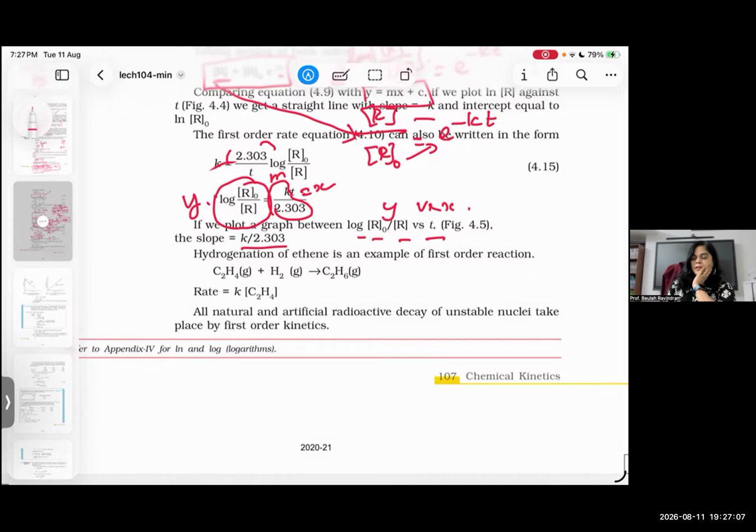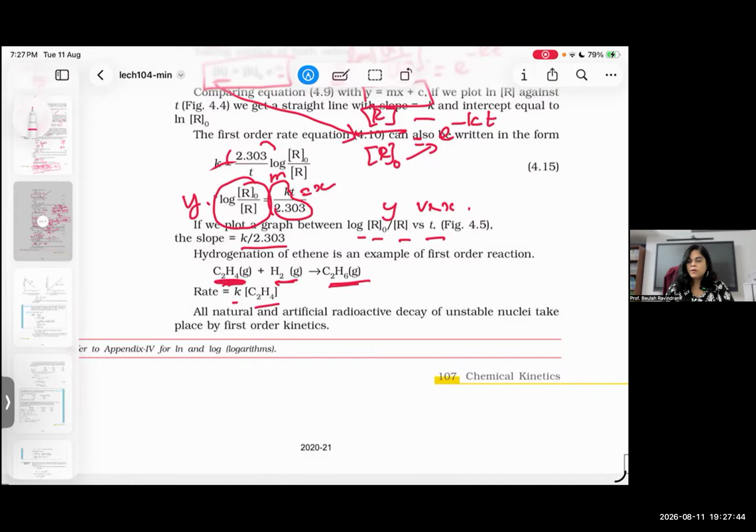Here an example is given. The graph is following. The example is C2H4 plus H2 gives C2H6. This is the example for the hydrogenation of ethene. C2H4 is ethene. After hydrogenation, it becomes ethane. So ethene added with hydrogen gives ethane. So what is the rate? Rate is equal to k into the concentration of C2H4.